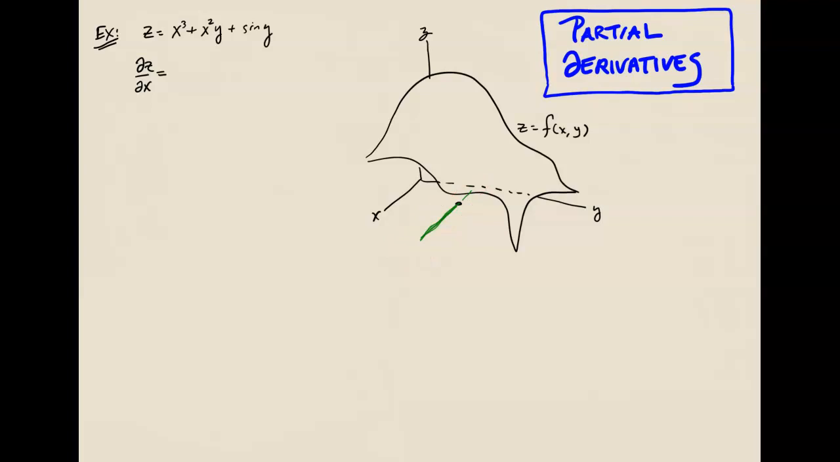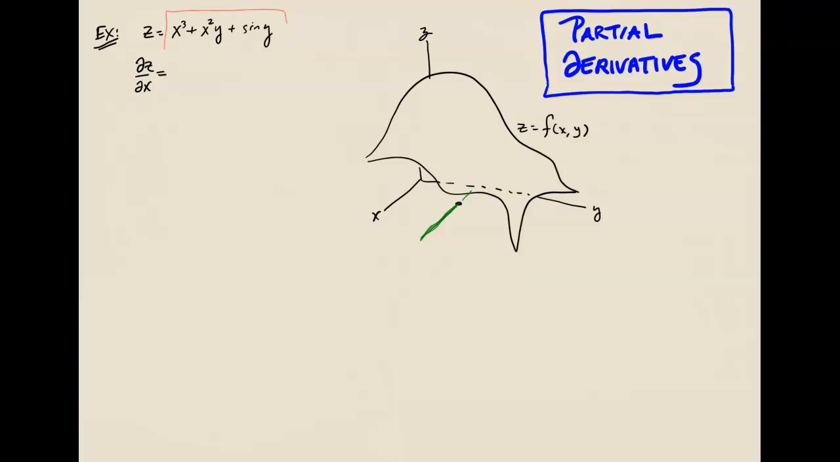Y is completely fixed at every point on this line. That means if we go up here to our function, we are only thinking of x as the one variable that is actually varying. Y, as far as we're concerned, as far as the partial derivative is concerned, we can think of as a constant, because as we're moving in this direction parallel to the x-axis, y is in fact constant.